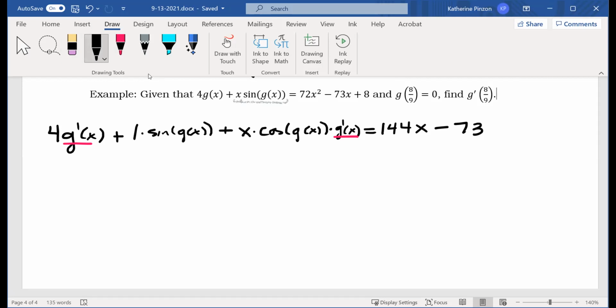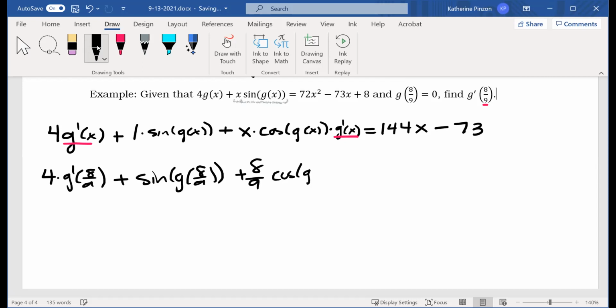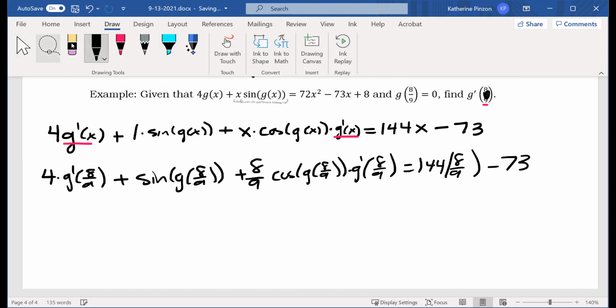We're going to plug in 8/9 for all the x's. That's what I'm going to do, because it says g prime of 8/9. So everywhere I see an x, I'm replacing it with an 8/9. All of these x's, every single one of them, turns into an 8/9.